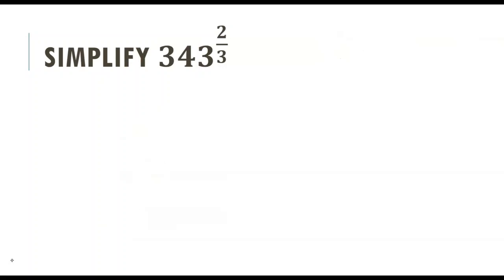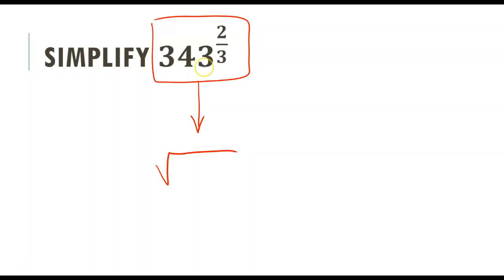Simplify 343 to the 2/3 power. Ooh, that looks crazy. I don't know that off the top of my head. I don't know about you guys. So when we see something like this, that is our hint to convert to radical form. So I am going to, again, keep my base. That becomes my radicand, 343. And this would be the cube root of 343 squared.